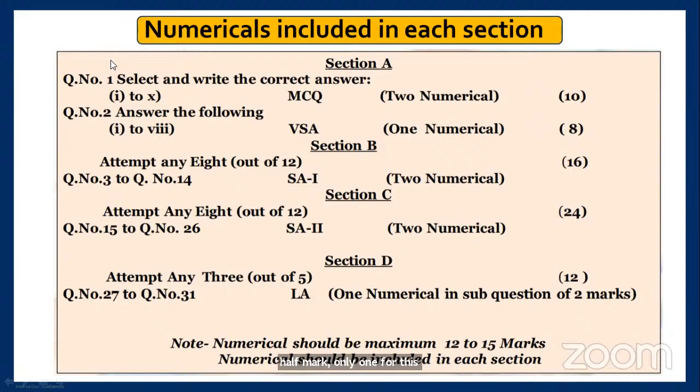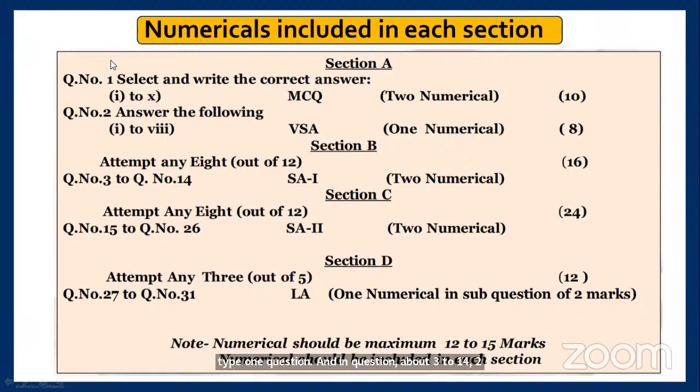Then section B, attempt any 8 out of 12 questions. And here it starts again from question number 3 to question number 14. Short answer type 1 questions. And in question number 3 to 14, 2 numericals will be asked.